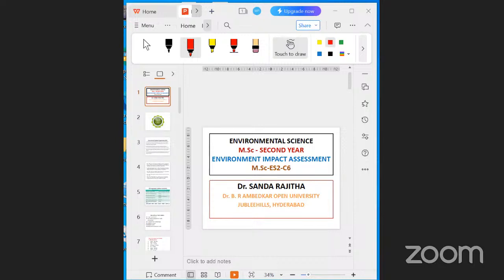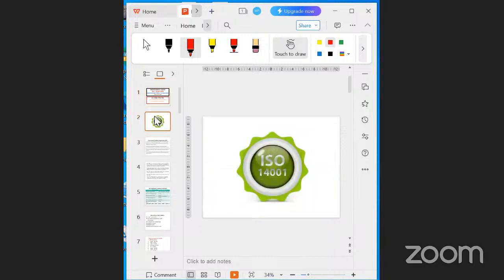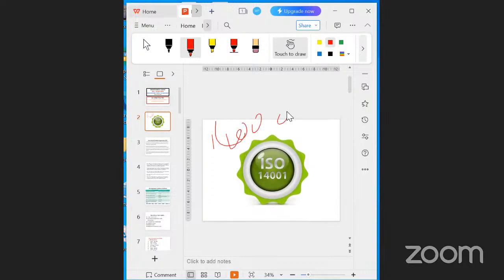So now we are going to another topic that is also very important. This is also a compulsory question in your examination: ISO 14001. So this is the certificate. ISO 14000 is a standard for EMS, the environmental management system, that is applicable to any business, regardless of size, location, or income.